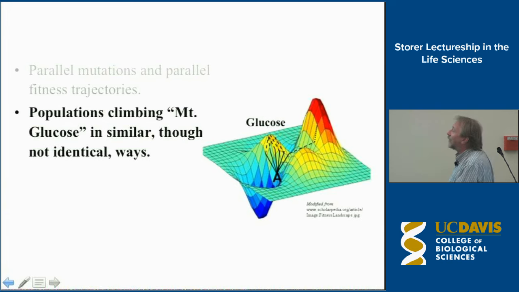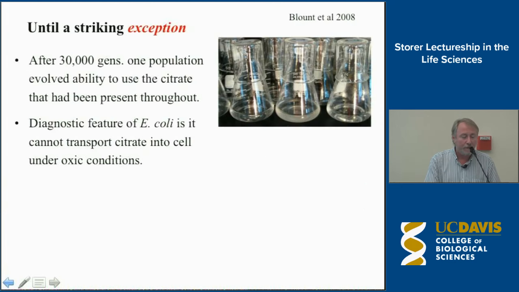But the idea is, we start with a strain of E. coli, call it A for ancestor, we plunk it in this arbitrary laboratory environment and ask, what does it do? It gets more fit. The populations are very similar. They're all climbing Mount Glucose in similar ways. They're not doing it identically. The mutations aren't exactly the same, and some of the other phenotypes aren't the same. But during much of the experiment, I was incredibly impressed by just how much parallel evolution there was. To be honest, I was more of the school that every population was going to run off in different directions, but there was a lot of parallel evolution.